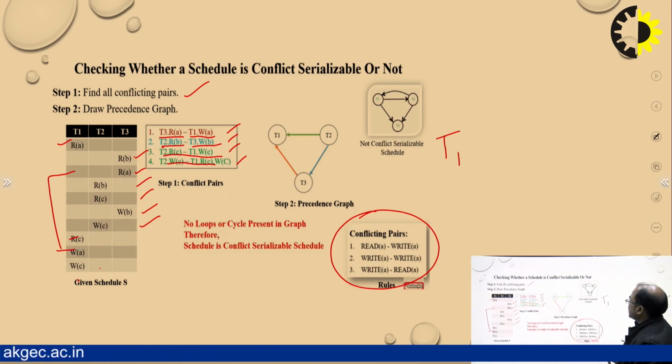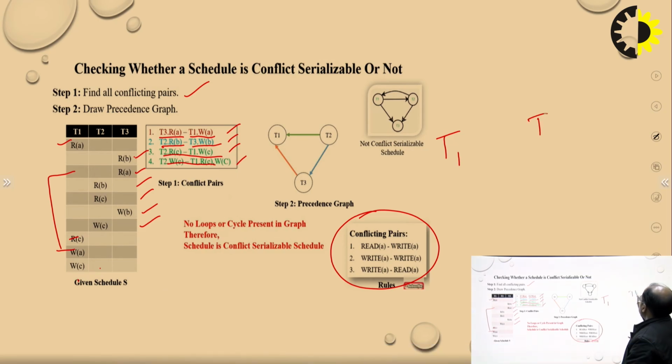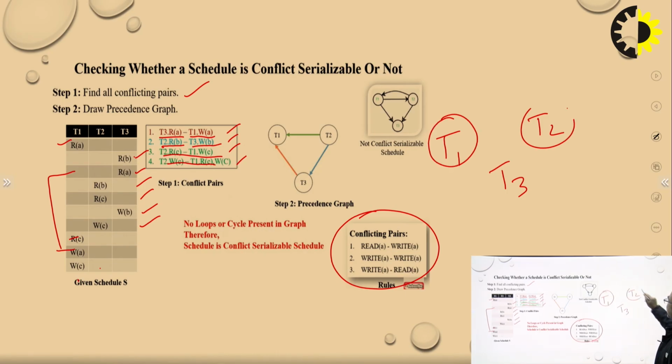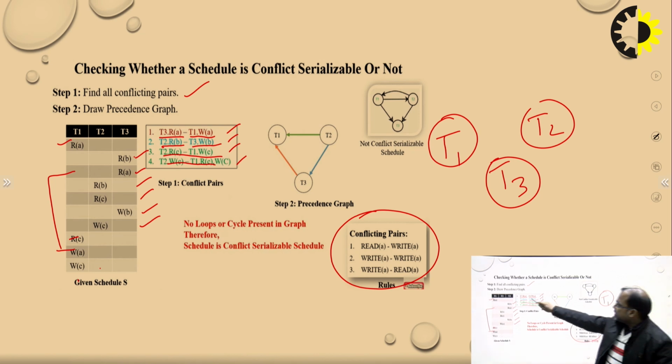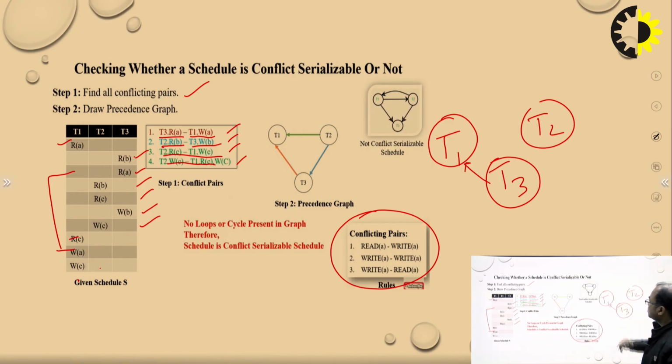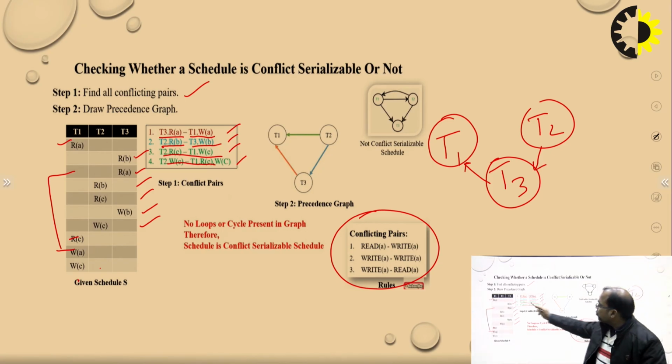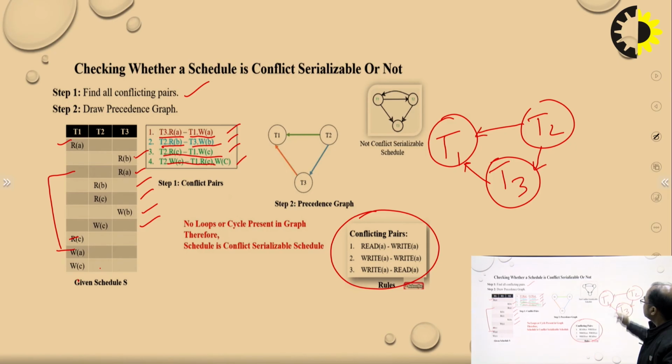First we draw the transactions. There are 3 transactions, T1, T2 and T3. So we just write all these transactions. Then we start: T3 to T1. We just draw a line from conflict from T3 to T1. Okay, T3 to T1. Next is T2 to T3. Next is T2 to T1. Next is T2 to T1, already drawn.